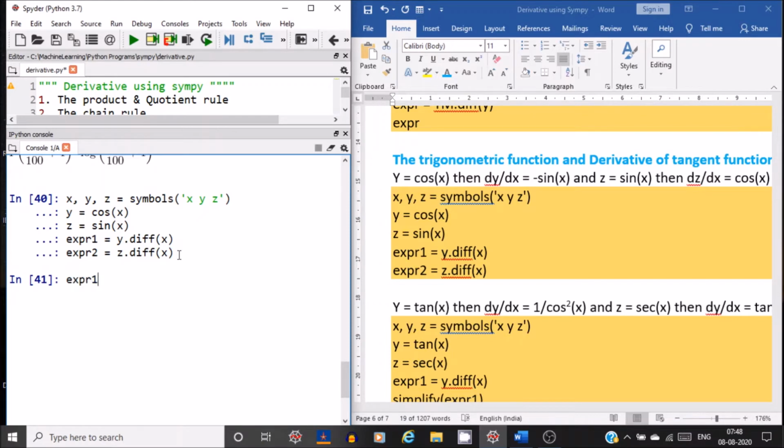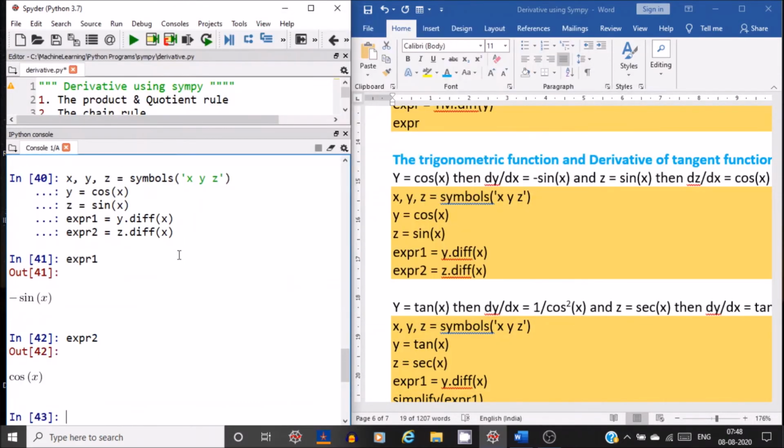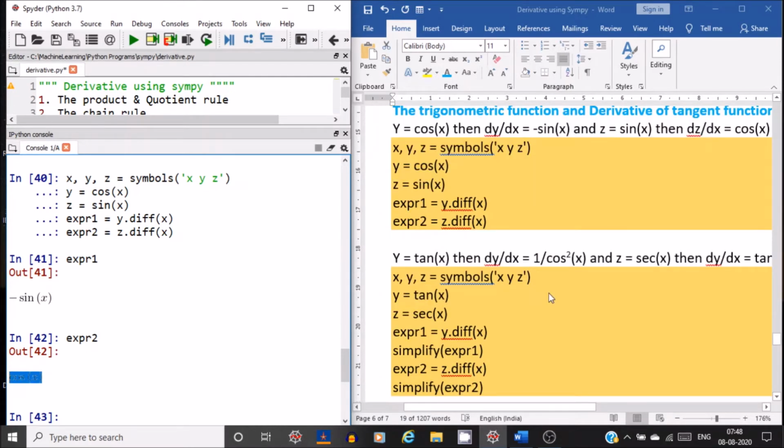If you see expression 1, we can see the answer is minus sin x, and if you see expression 2, this is our cos x. So expr1 holds the differentiation of cos x, that is minus sin x, and expr2 holds the differentiation of sin x, which is cos x. Okay, so easily we can do it.